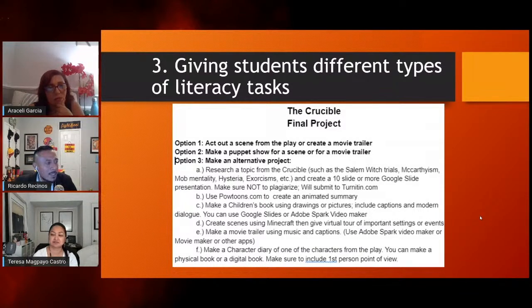I'm looking at Adobe Spark. I'm looking at Google Slides. I'm looking at Minecraft. I mean, music. There'll be something for everybody. You're tapping into the kids, what they're into too, at the same time.